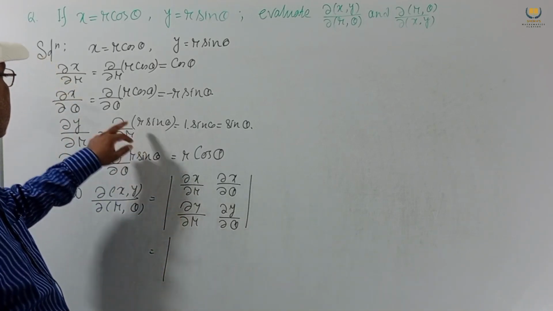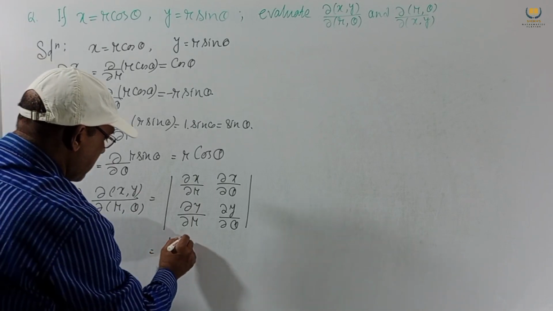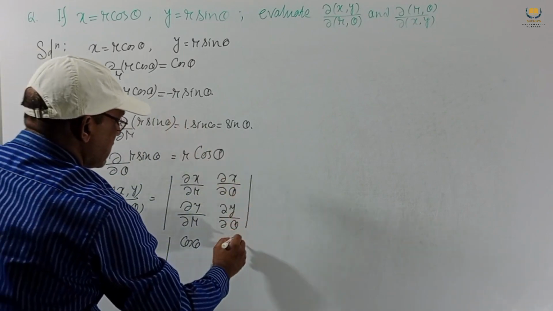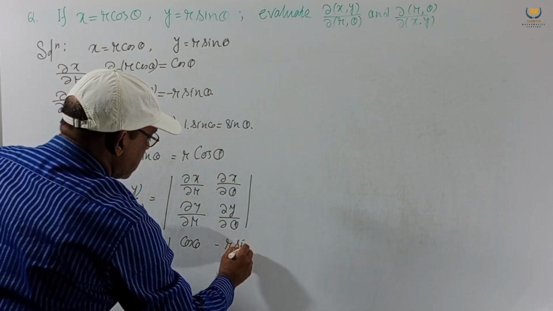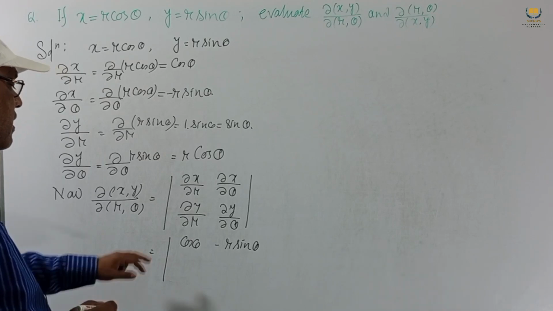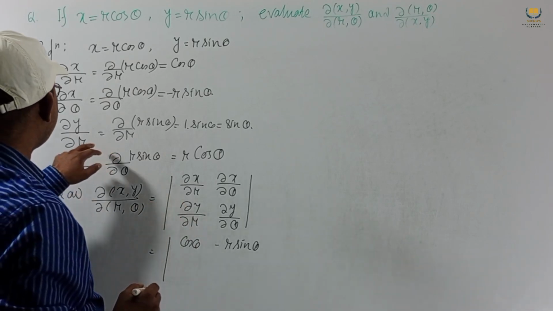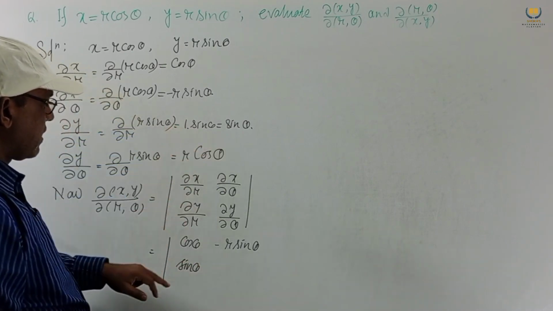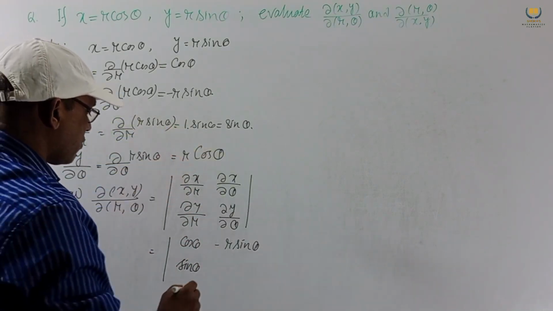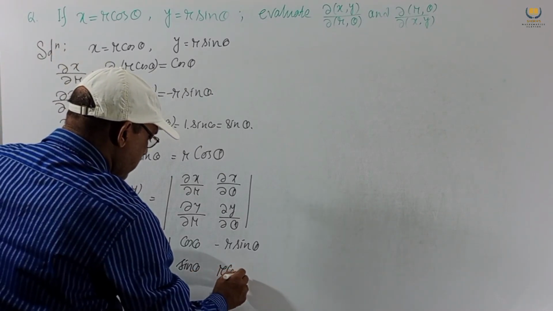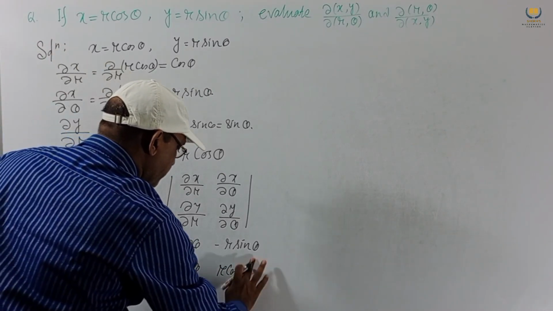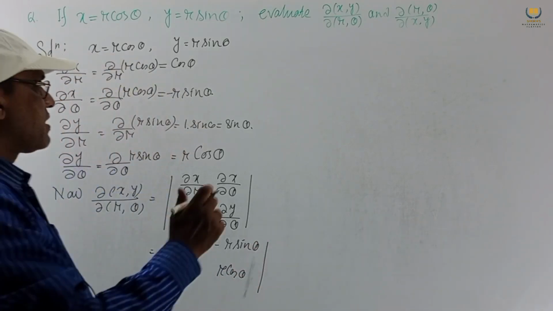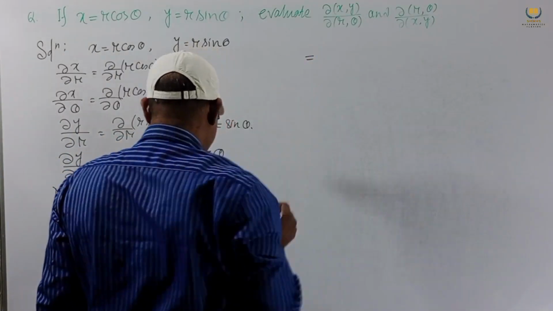Now putting in the ready-made values, we know the values. Del x del r means cos theta. Del x del theta means minus r sin theta. Del y del r means sin theta. And del y del theta means r cos theta. We get this. Now we expand this determinant, and ultimately we get the required value.